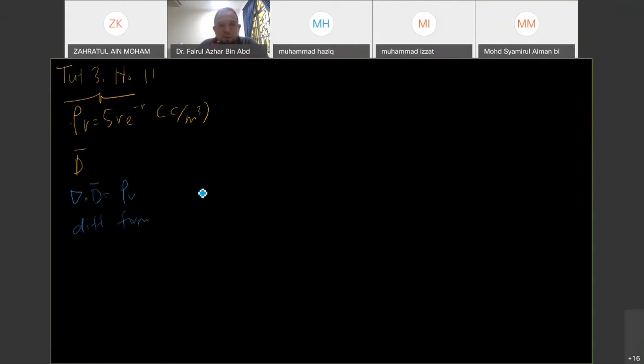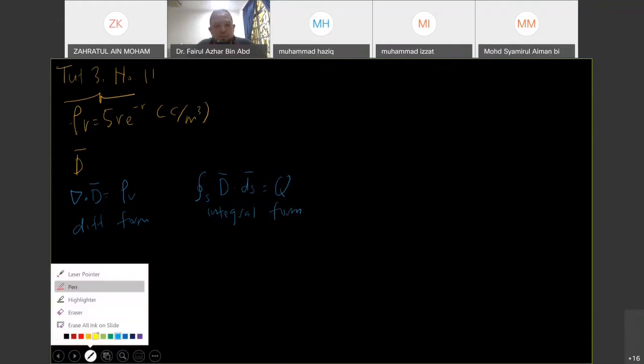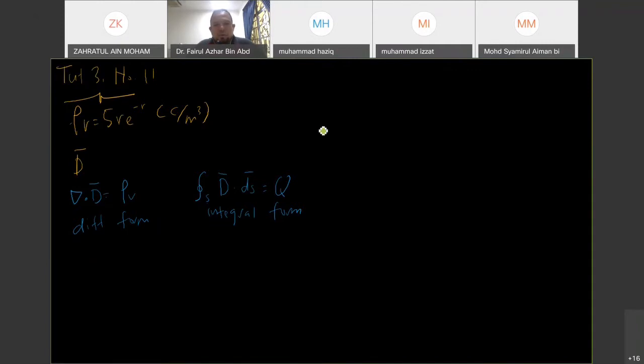And then we will have another form, which is the closed integration of surface D dot ds. So this is equal to Q. Okay. So this one is the integral form. So in order to solve this, let's consider the integral form first. Let's say we are trying to solve this equation by using this first.